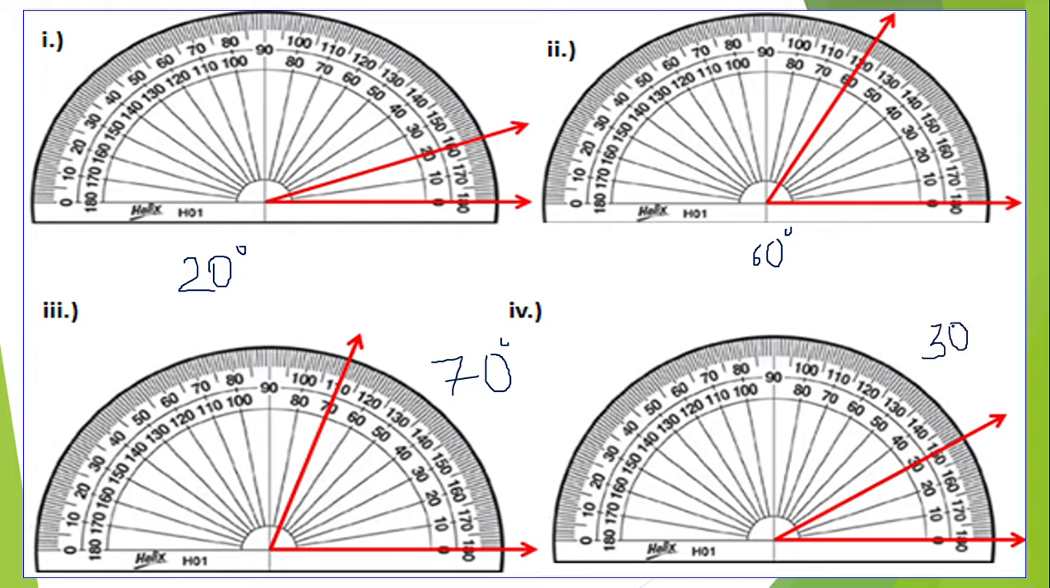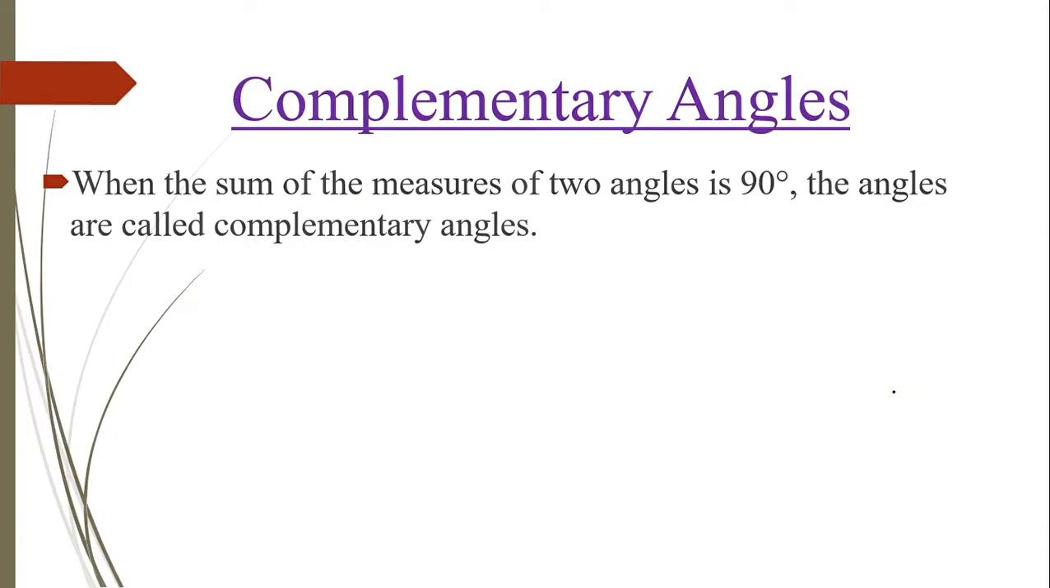Now students, if I add figure number 1 and figure number 3, what is the total sum of this pair of angles? That is 90 degree. Again, if I add the second and fourth figure, again I get 90 degree. That means we get pairs of angles whose sum is 90 degree, right? So today we are going to learn about pairs of angles. Let's see what the name for that pair of angles is. So we have complementary angles. When the sum of the measures of two angles is 90 degree, then the angles are called complementary angles.